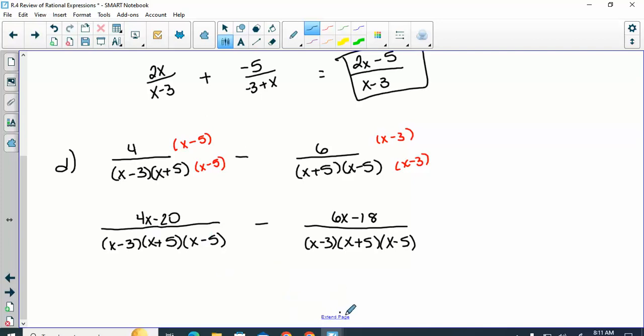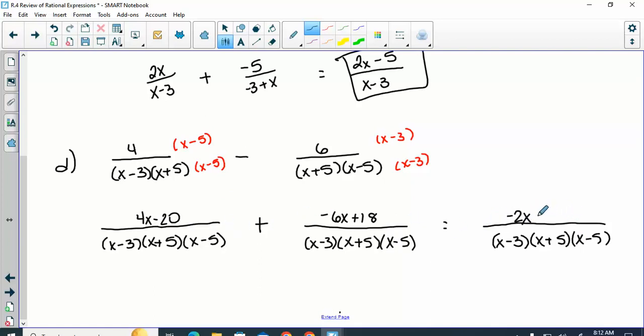Because I am subtracting, what do I need to do? What do I need to do with the subtraction? I'm going to make this plus, and I'll take a negative through here. So then, adding together, denominator does not change. 4x plus negative 6x would be negative 2x.